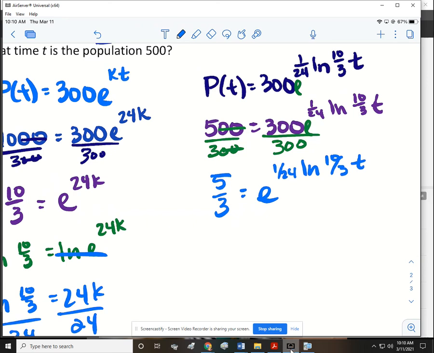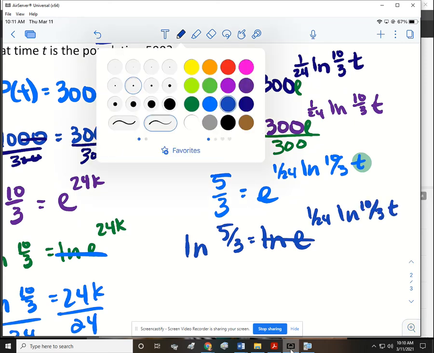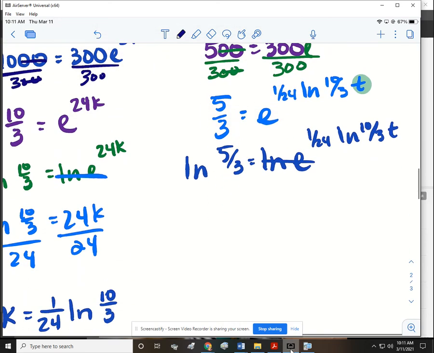Whew. Okay, so we want to solve for this t. And the only way we can get that down out of an exponent is to use logarithms. All right, so the natural log of e cancels. The exponent comes down.